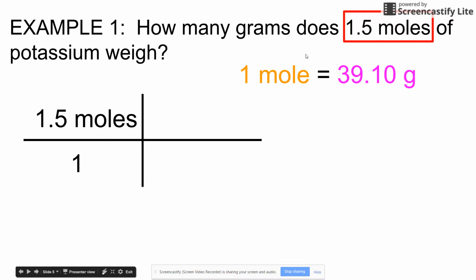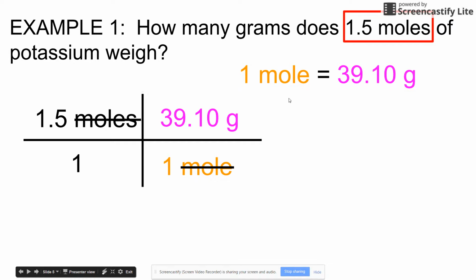It's color coordinated so you can follow what I'm doing with these numbers. You're just trying to get units to cancel at this point. Below here, you want the same unit as what you have above, what your given is in. That's moles, so you take your 1 mole here in orange and put it down here, 1 mole. These will now cancel. Then you take your 39.10 grams and put it on top. Your moles will cancel, and you'll end up with grams, which is what the question's asking for.